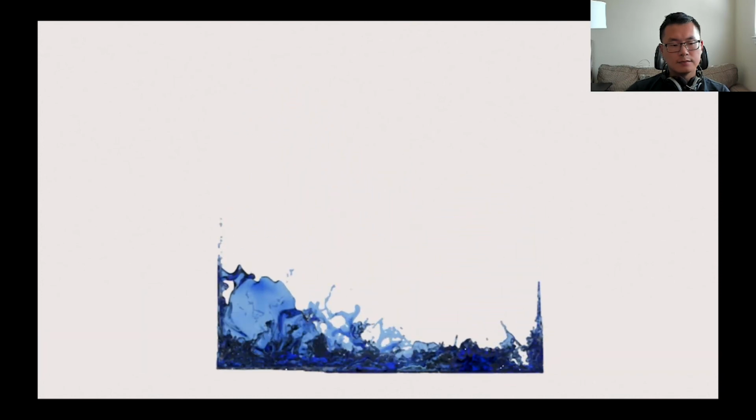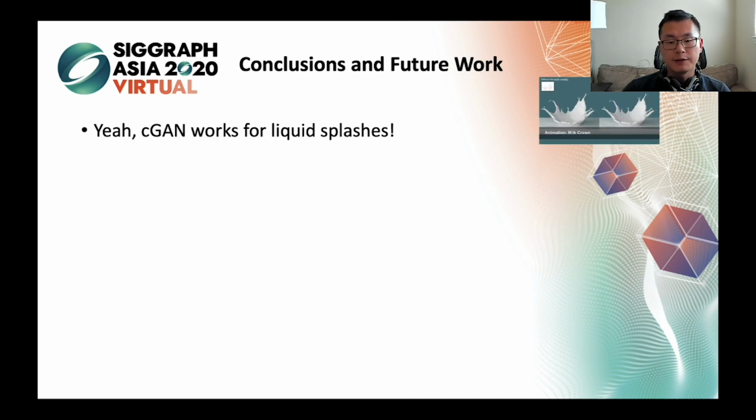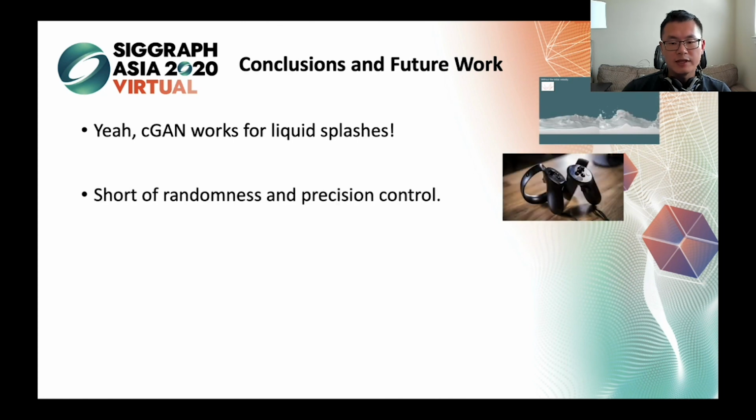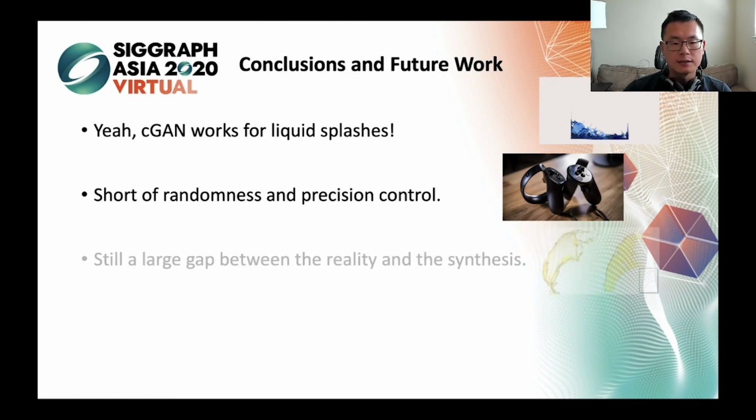So in conclusion, we found that conditional GAN works well for modeling liquid splashes. The result looks pretty good, but we still have a lot of problems. The first problem is we don't have enough randomness in our results. And using the VR controllers to draw the 3D strokes is not really optimal in terms of fine control. This problem is fundamentally due to the nature of our supervised network and restriction from the VR hardware, but we are also interested in exploring other solutions.